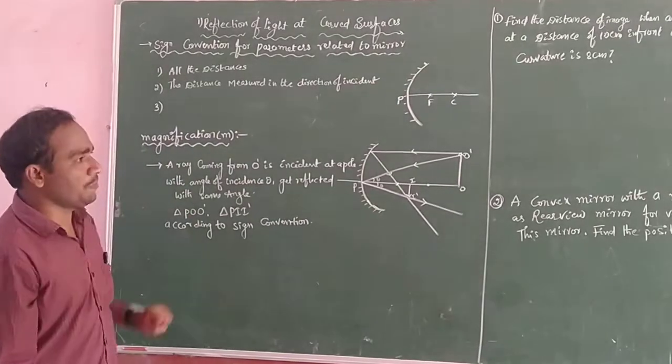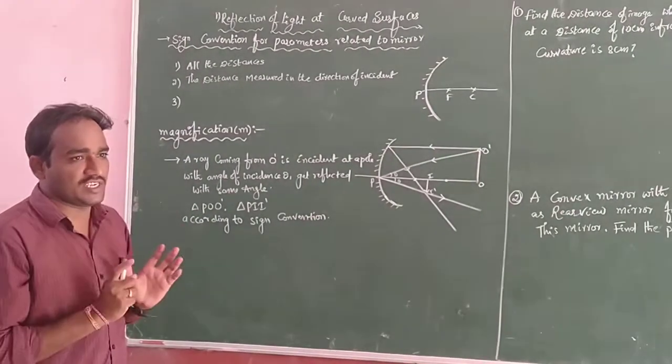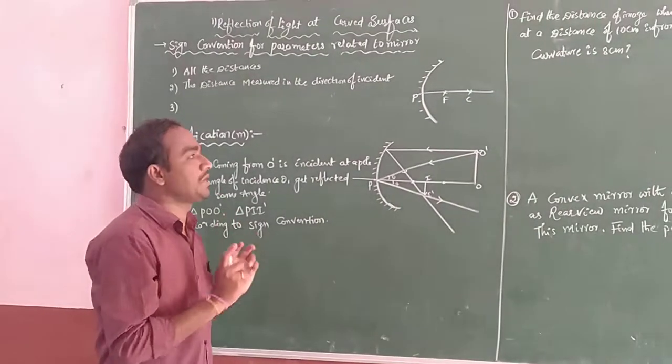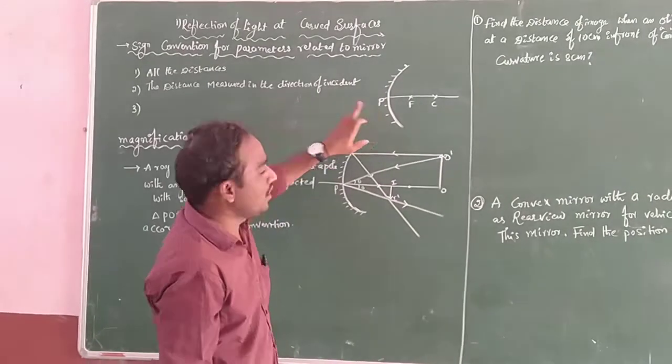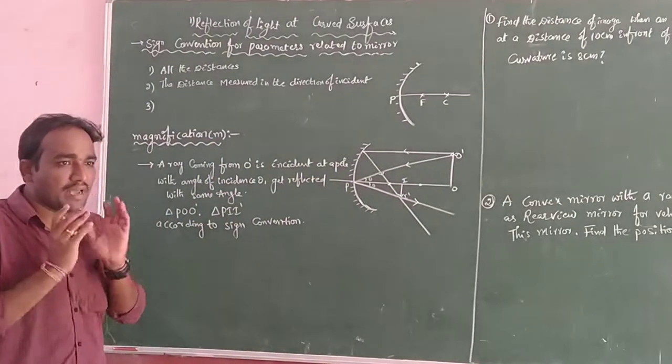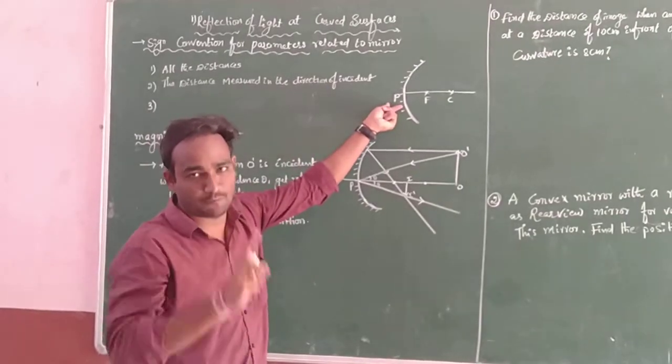So here the first point is: all the distances should be measured from the pole. What is the first point? All the distances measured should be from the pole. That is the first point.